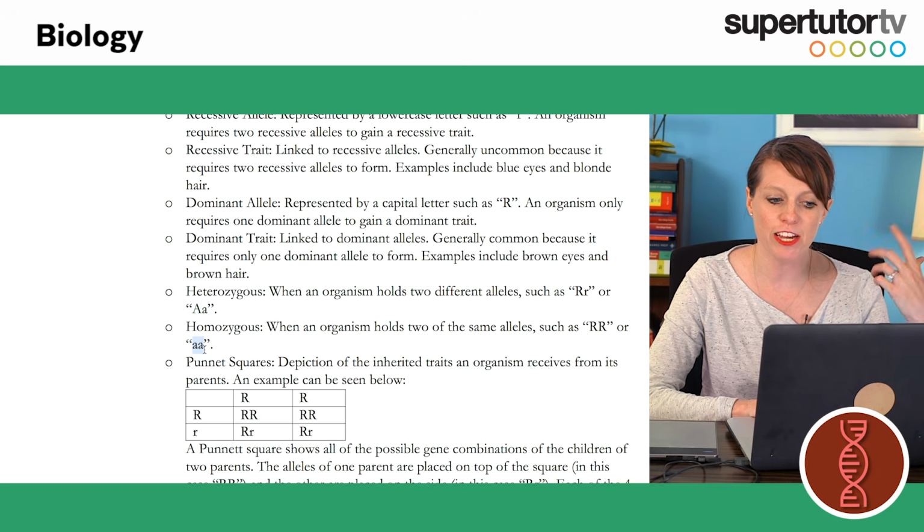Homozygous means I have a genotype that is two identical alleles. So here I have AA. I could also have capital A, capital A. Those would be homozygous.